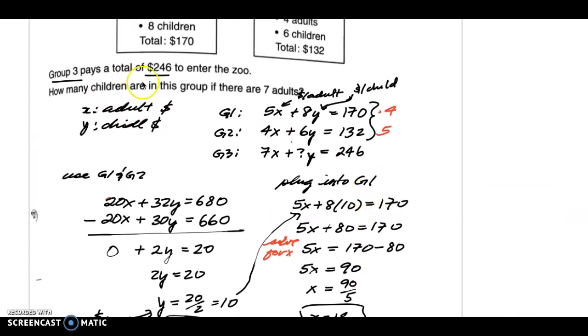But notice this is what you are expected to do. Help yourself by identifying what the units are. This is 5 adults. X is represented by the cost of admission per adult. Y is the cost of admission per child. That's why we want to put this in here. That's what we're going for, okay?